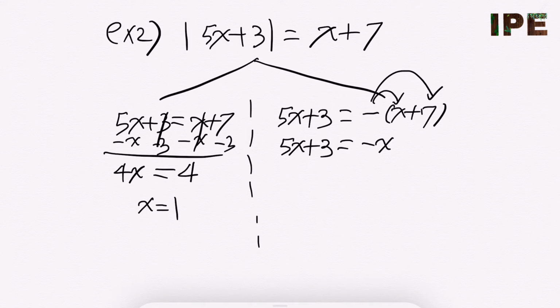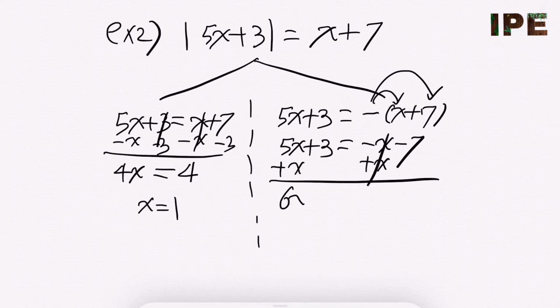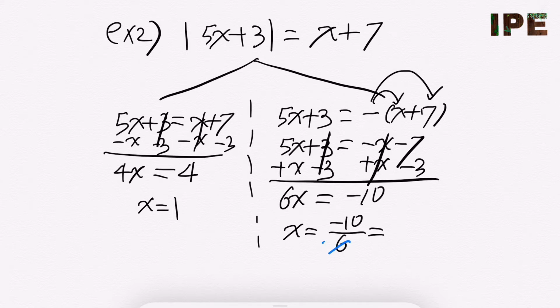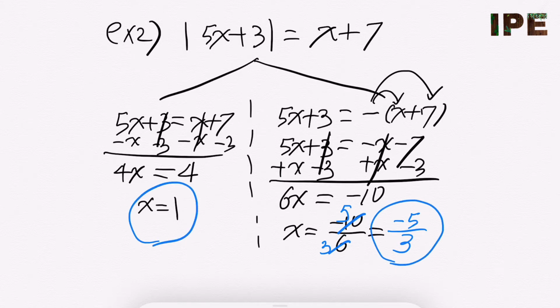Negative x minus negative 7. And then add x. 6x equals negative 3, negative 3. So negative 7 minus 3 is what? Negative 10. So what is x equals? Negative 10 over 6. 2 times 3, 2 times 5. Negative 5 over 3. So it has two answers like this. Usually absolute value equations have two answers, two solutions.